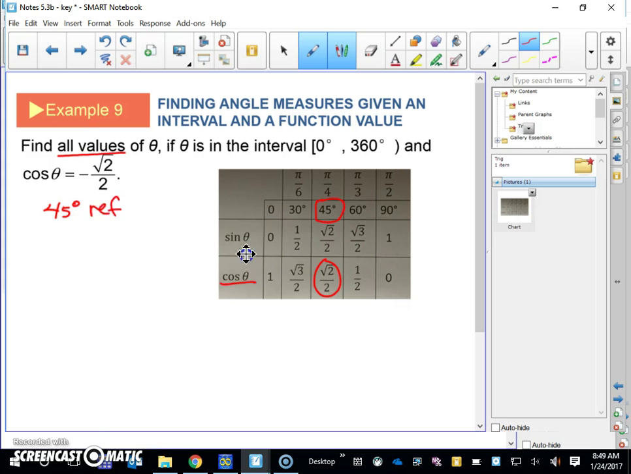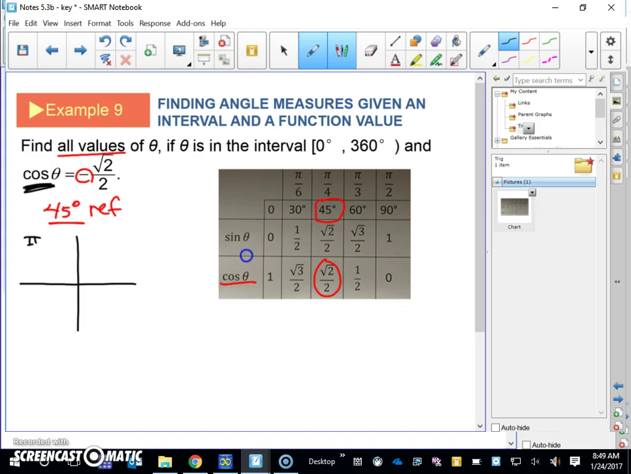So remember, we've always got those two things that we have to do. Those two things are look at the chart and figure out what you can figure out from the chart. And that's where we got this. But also you have to think about what happens with the plus or minus. Notice that this is a negative square root of 2 over 2. And so what you're going to have to do in this problem is say, okay, where would cosine be negative?